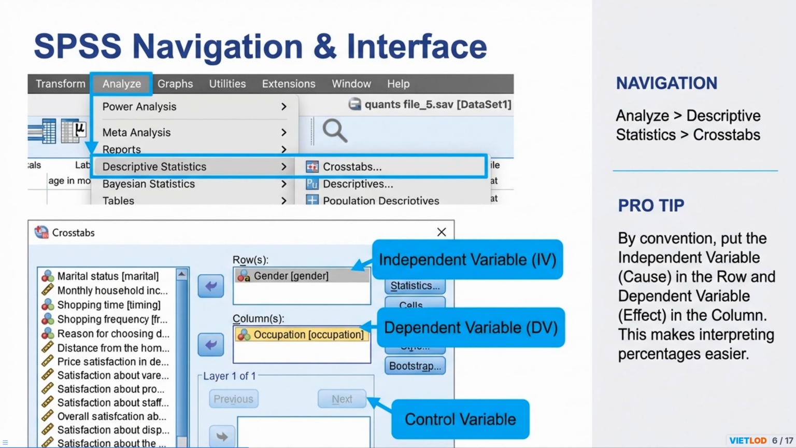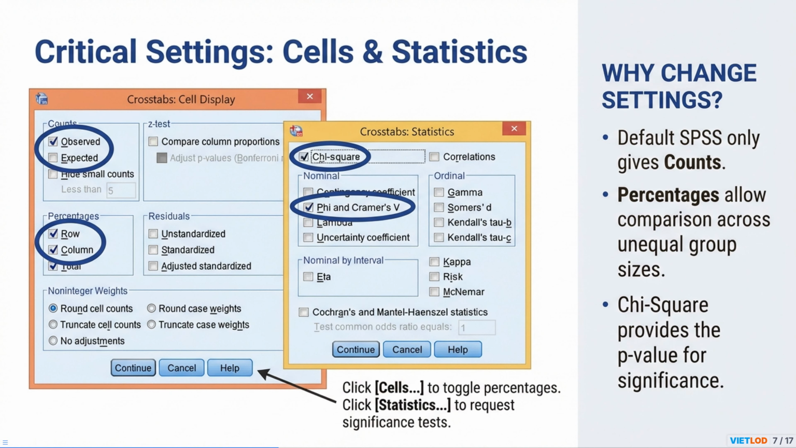To perform a cross-tabulation in SPSS, you navigate through the menu: Analyze, then Descriptive Statistics, and finally Crosstabs. In the Crosstabs dialog box, you'll place your variables. By convention, the independent variable, or IV, which is the presumed cause, goes into the rows box. The dependent variable, or DV, which is the effect, goes into the columns box. This setup makes interpreting percentages much more intuitive later on.